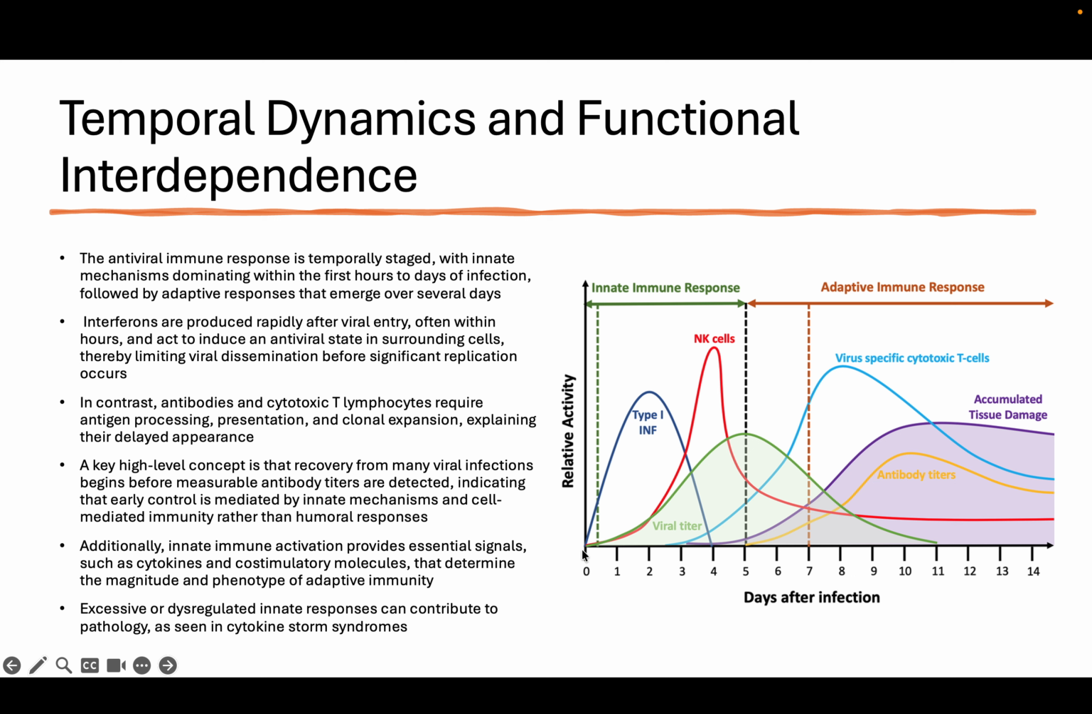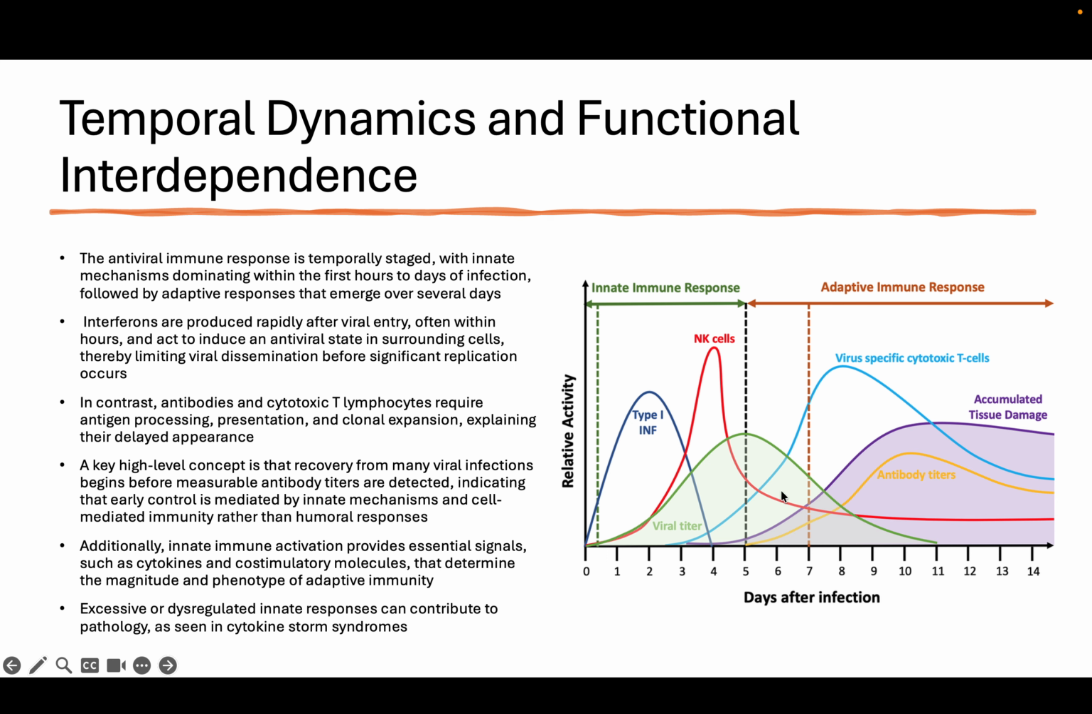If we look at the temporal dynamics, you have these interferons. These are different types that we'll be talking about, and what they really do is try to stop your viral titer. They also kickstart your NK cells, which get activated, and you start bringing in other immune cells like your monocytes or macrophages. They start producing a lot of different cytokines and chemokines that shape your cytotoxic T cells and your antibody titers, so your B cells.